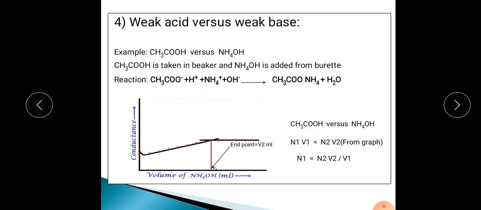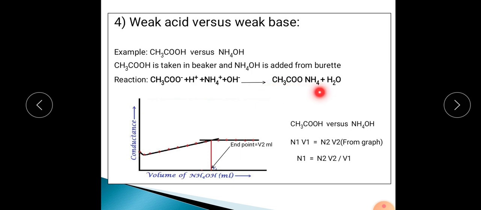Now the added electrolyte, the base added from the burette, is also a weak electrolyte. So this is a reaction of weak electrolyte versus weak electrolyte, weak acid versus weak base. The product of these two is a strong electrolyte, ammonium acetate. In the beginning, acetic acid with fewer ions and less conductivity is reacted with NH4OH from the burette. When NH4OH is added, it forms ammonium acetate, which is a strong electrolyte and will dissociate completely.